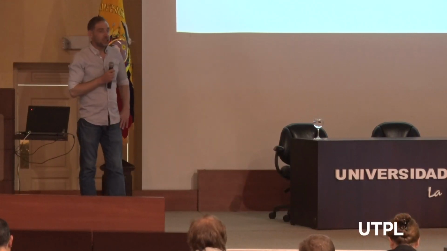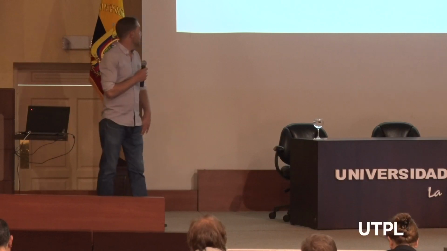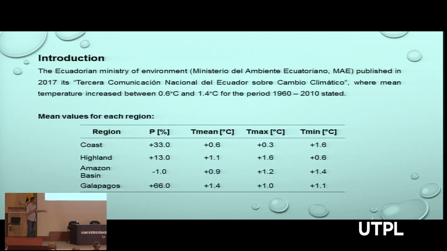Also, precipitation amounts increased, especially in the Galapagos Islands, on the coast and in the highland. Only the Amazon basin shows a little bit of precipitation decrease. Also, maximum temperatures and minimum temperatures increased in all regions.